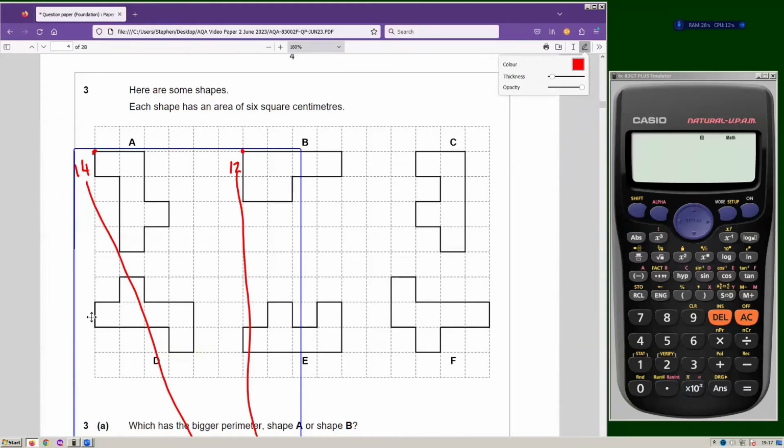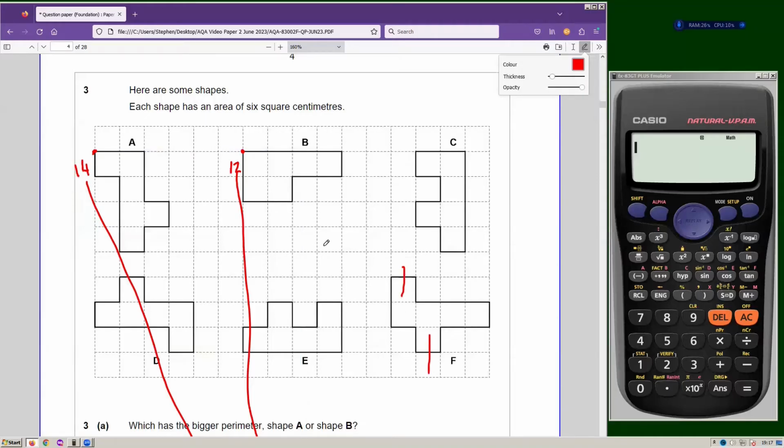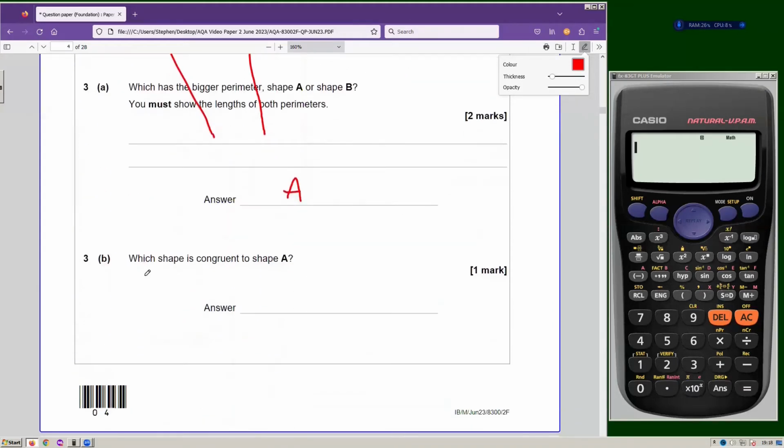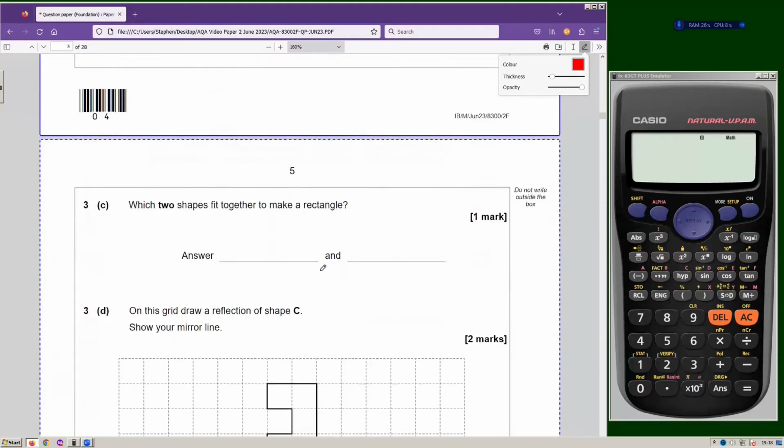No, it's this one over here. It's shape D because that one is next to this one here, whereas this one's separated by a line here. So I think it's shape D. It's shape D. Let's stick that down there. But congruent to. So it's been rotated and I think flipped over, but it doesn't matter.